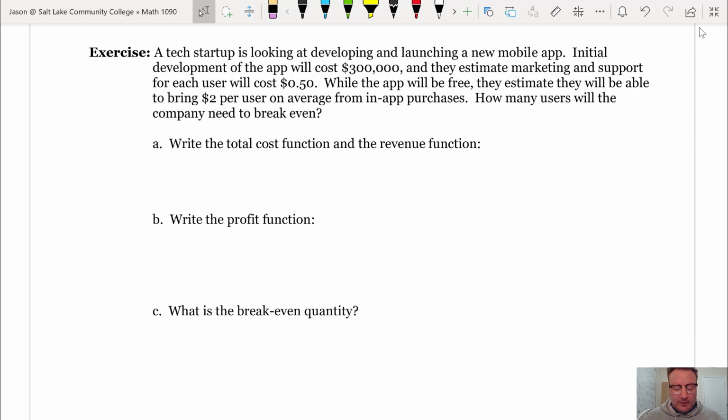Okay, so we're going to do this in 3 parts. Part A, write the total cost function and the revenue function. Okay, so the cost function, I'll write that as C as a function of Q, quantity. Well, let's see, they have some initial upfront cost to develop the app. That's $300,000.